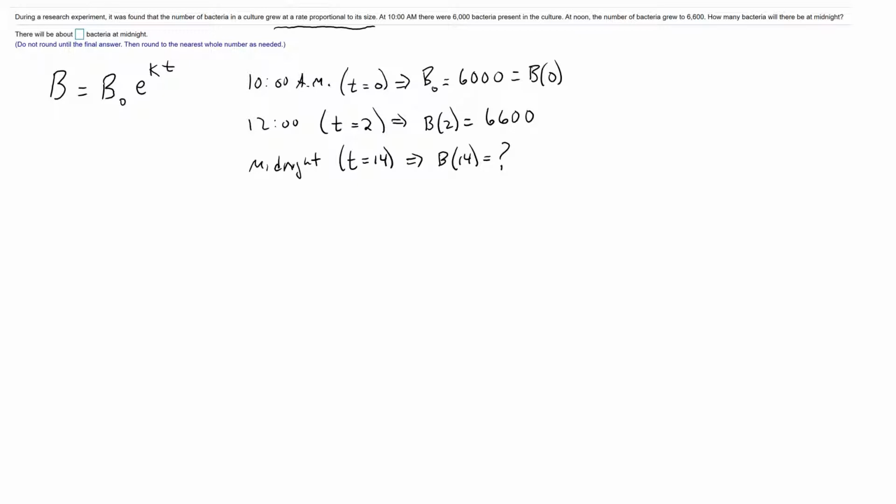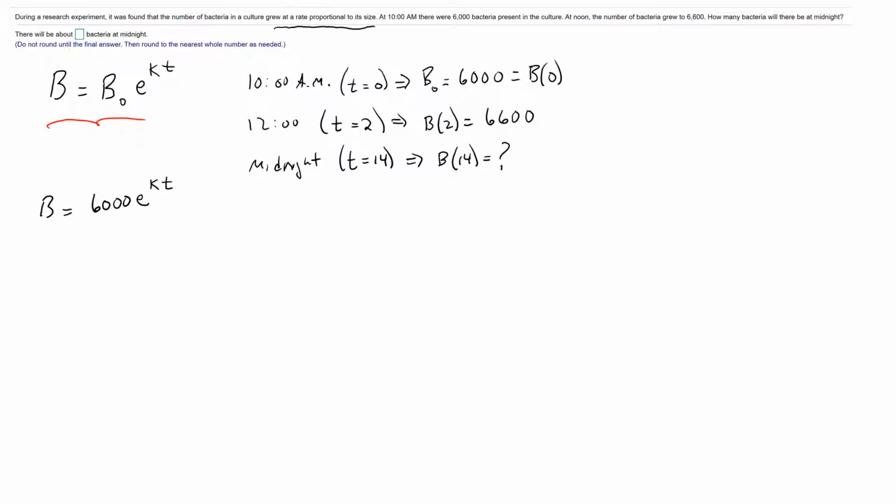In order to use the law that I have written here, there's two things we need. We need B sub 0, which they basically gave me. I'll go ahead and plug that in. B sub 0 is 6,000. But in order to answer the question, B of 14, we need to figure out what k is. So the bulk of the work here is going to be finding the value of k.